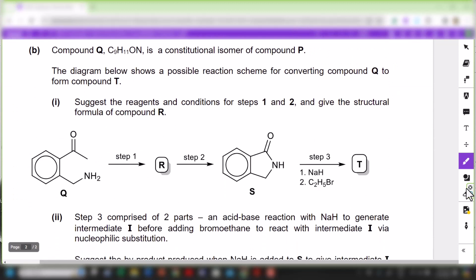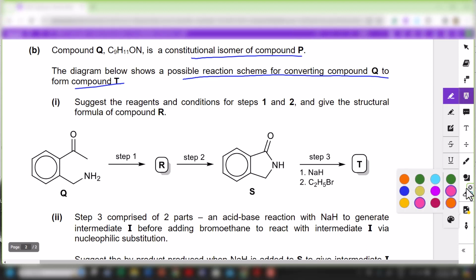Okay, then next we'll do part B. So we have a constitutional isomer of P, which is Q. The diagram below shows a possible reaction scheme of converting Q to T. So T is unknown. So we have a Q here. Again, a phenyl ring with a primary amine and a ketone. And then it's converted to R. And then you notice that a new functional group is being formed. That is an amide.